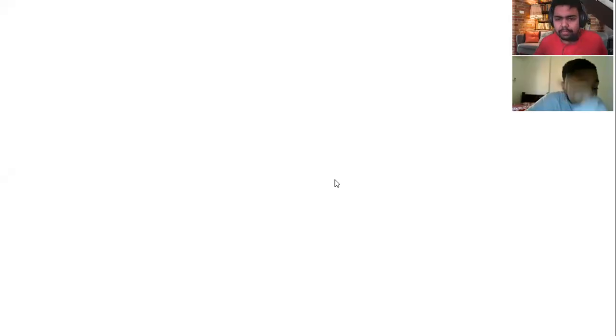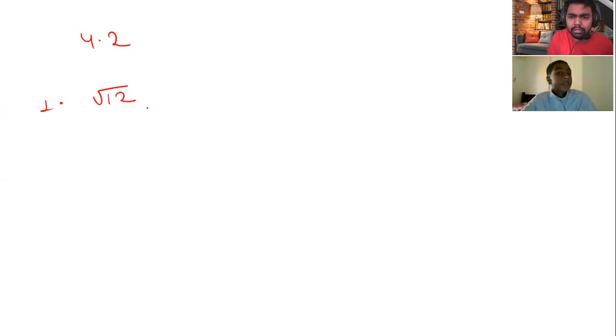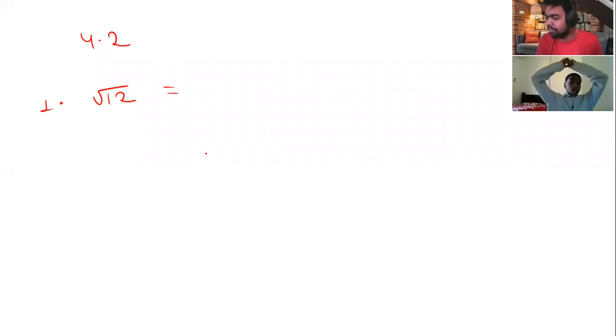So here, try to understand exercise 4.2, additional maths, indices and surds. That is what we have to study. If you look at question number 1, you first have to write root 12 in simplest form. Try to understand how we write these things in simplest form.